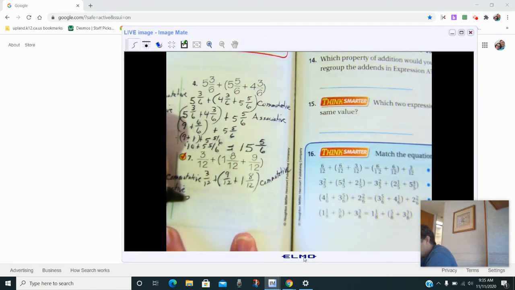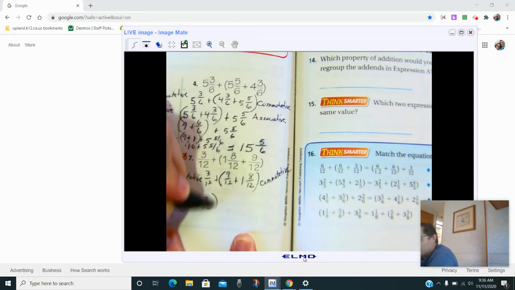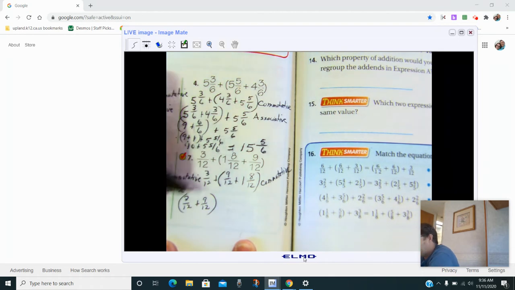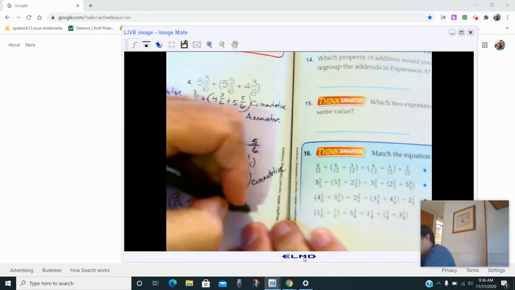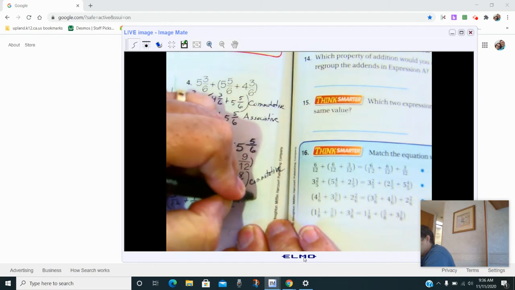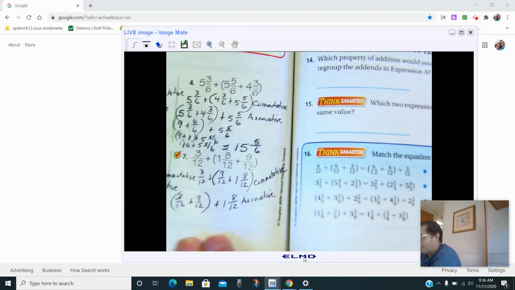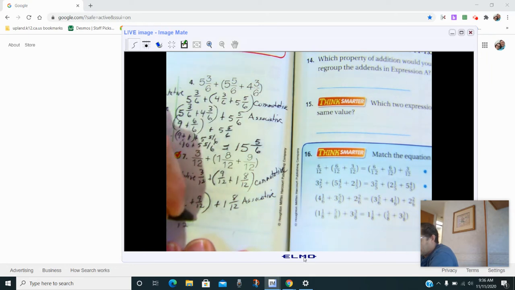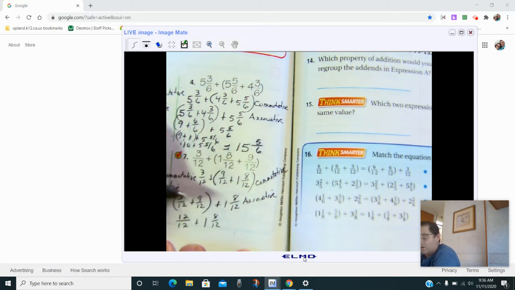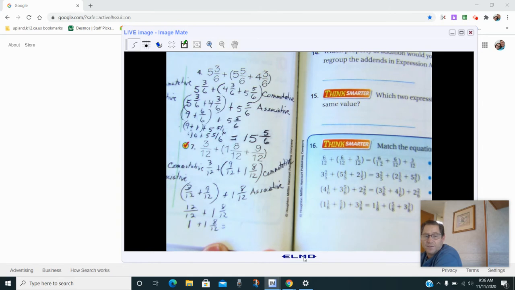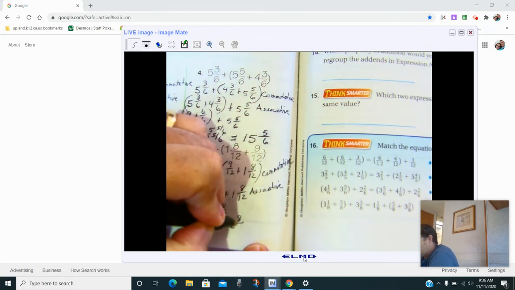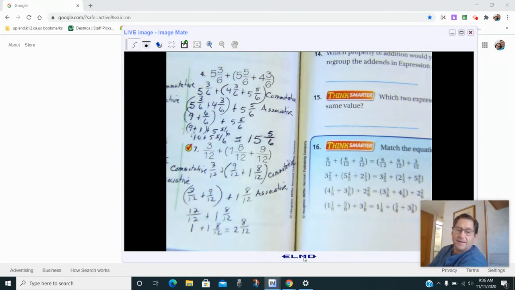Now we're going to regroup by grouping 9/12 with the 3/12, and then add the 1 and 8/12. And that is the associative property. So 12/12 plus 1 and 8/12. Well, 12/12 can be renamed as 1. So 1 plus 1 and 8/12 gives us 2 and 8/12.